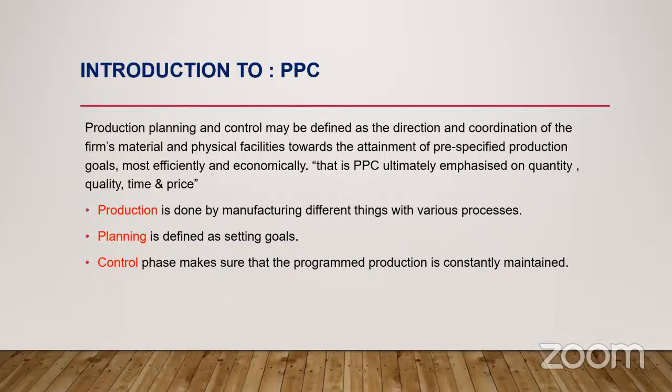control. In the case of control, it makes sure that the programmed production is constantly maintained or not. Because you plan it. If you make a plan, then you have to check whether you act according to your planning or not. Then you have to control it.